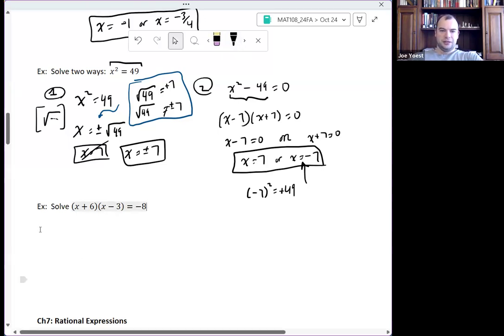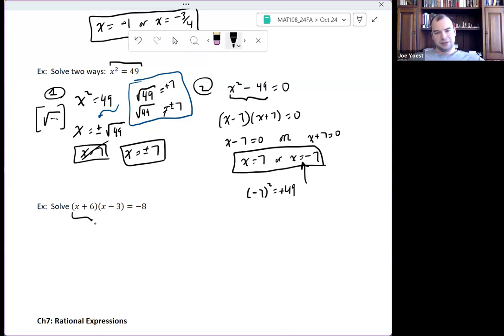So what do I want to do here? Well, actually, what I want to do seems quite counterintuitive. What I want to do is take this left-hand side and actually multiply it out. I want to kind of undo the factoring. So I get x squared from my firsts, my outsides minus 3x, my insides plus 6x, so that's plus 3x, minus 3 plus 6. And then my lasts give me minus 18 equals negative 8.